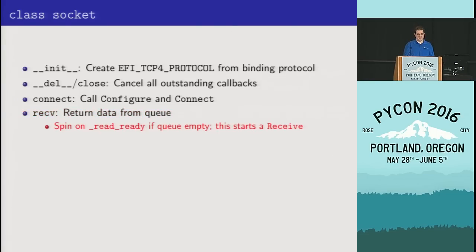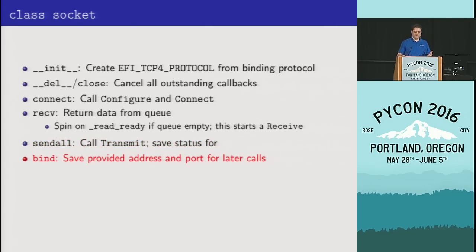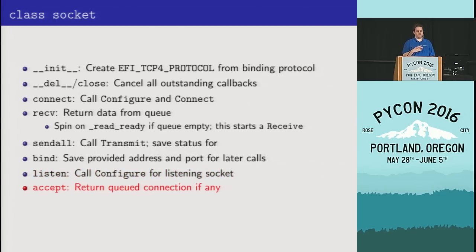Run the queue, receive data out of it. Send all, we'll call transmit and then save the status for later retrieval. Bind will save the address and port you give it. There's no call for this in the actual API, so you just save it off till you call configure. Listen will call configure and set it up with the flags for a listening socket. And accept will give you your queued connection. So we've written all of these in Python instead of in C and call into the underlying interfaces.